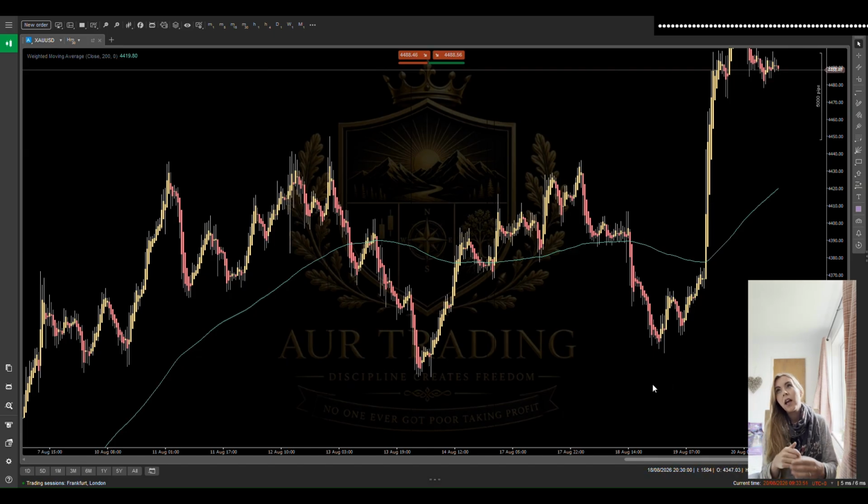And that's one thing I want you to try out on TradingView. See if it works for you. Enter in as soon as it crosses. Just make sure you give yourself enough room in your stop loss so you don't get stopped out.